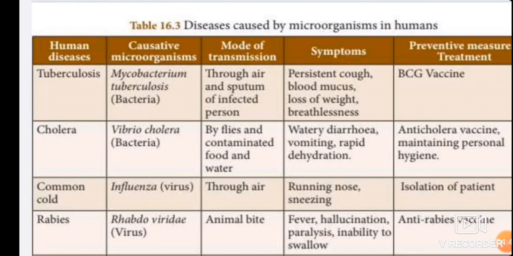The next, cholera. Causative microorganism, Vibrio cholerae. It's a bacteria. Mode of transmission by flies and contaminated food and water. Then symptoms: watery diarrhea, vomiting, rapid dehydration. Dehydration means loss of body fluid. Because of continuous diarrhea and vomiting, fluid level of the body will decrease quickly. Preventive measure: anti-cholera vaccine, maintaining personal hygiene.